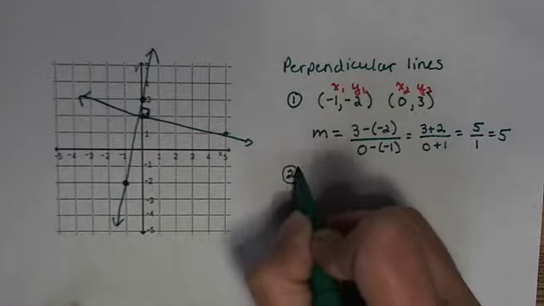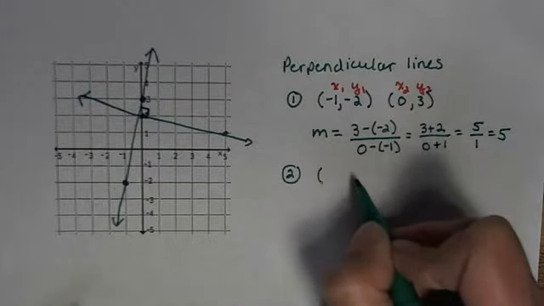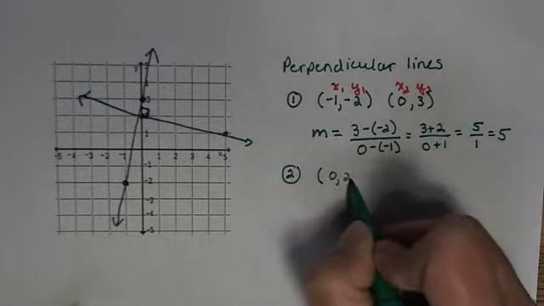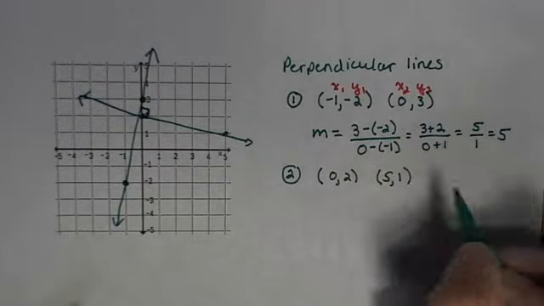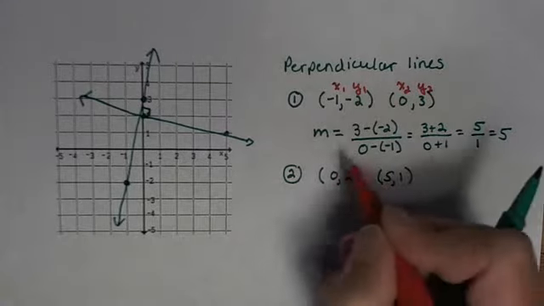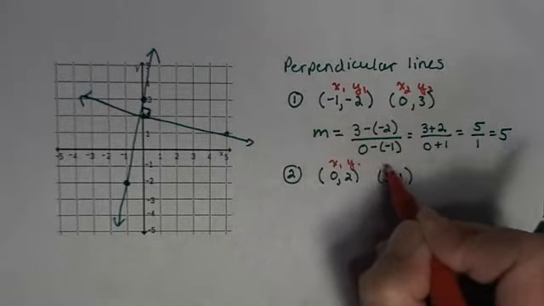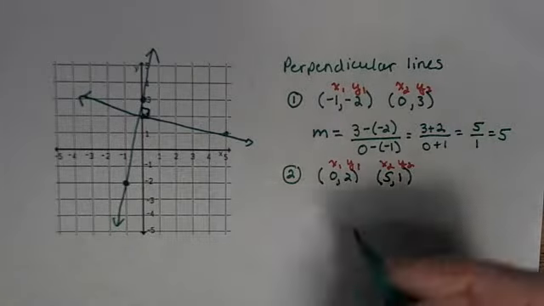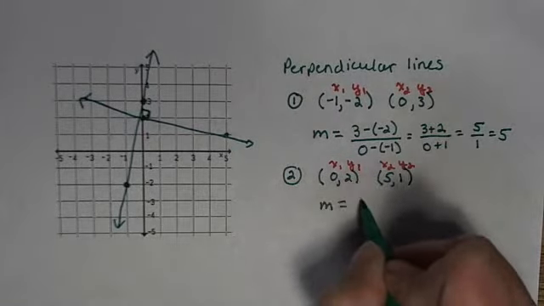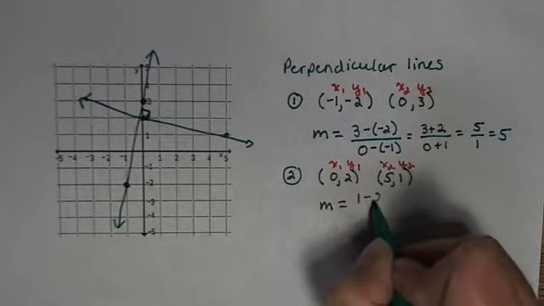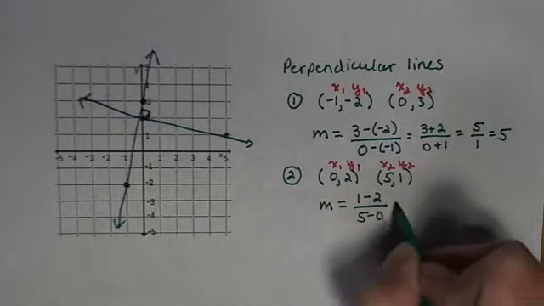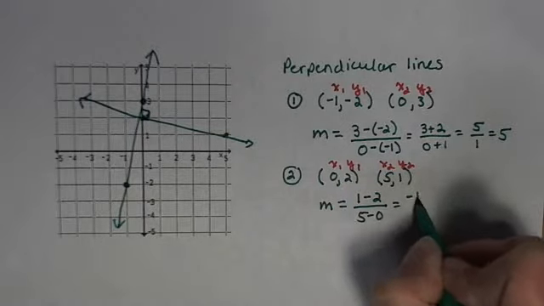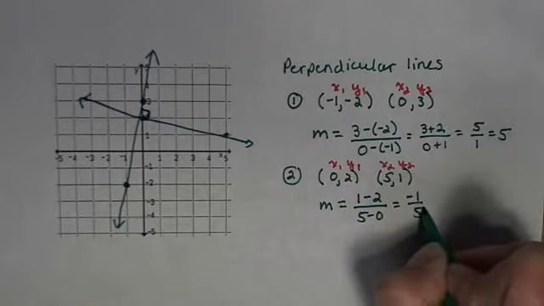Let's look at the second line. The second line had the points 0, 2 and 5, 1. So again, if we look at our x sub 1, y sub 1, and x sub 2, y sub 2, we end up with m equaling 1 minus 2 divided by 5 minus 0. And this gives us a negative 1 over 5.